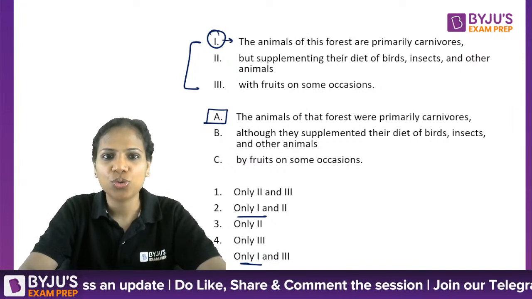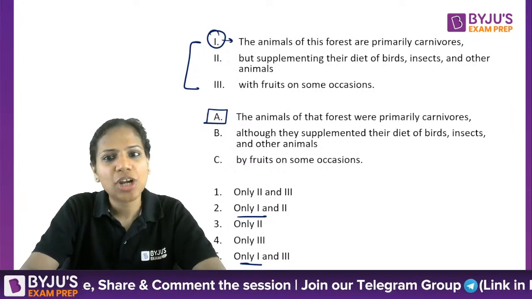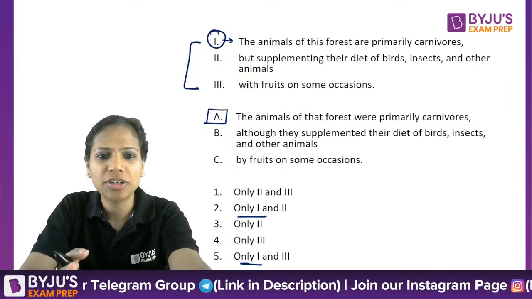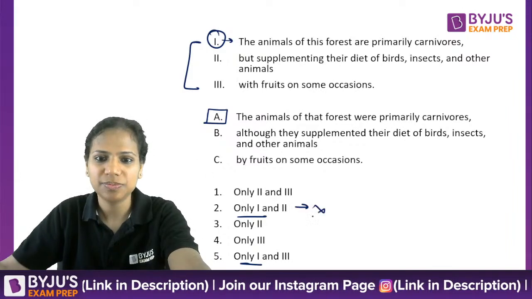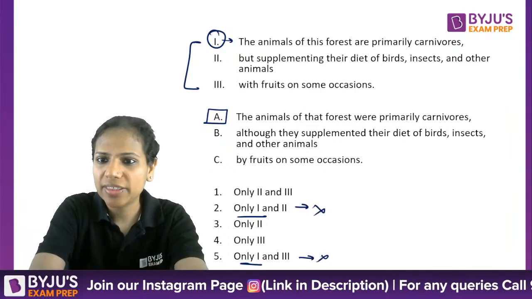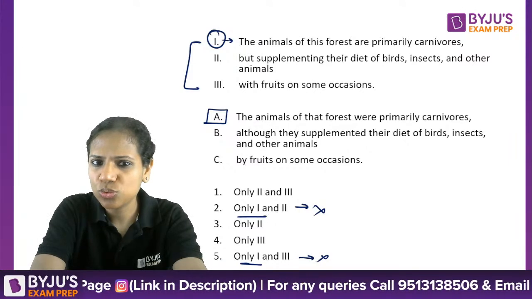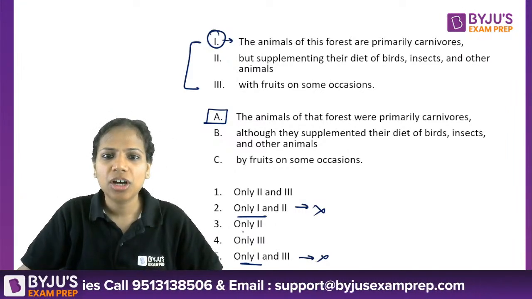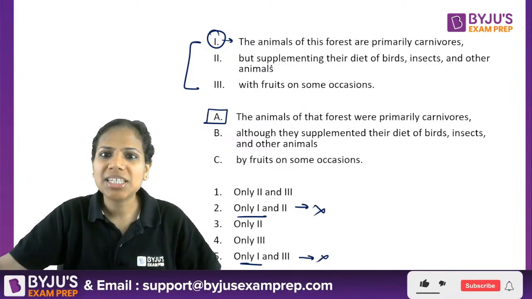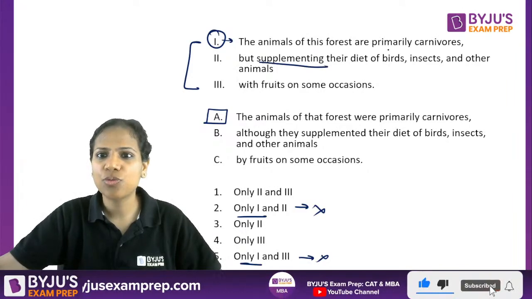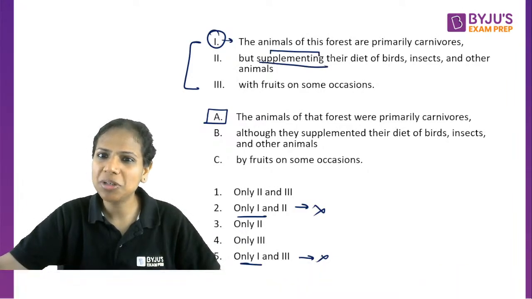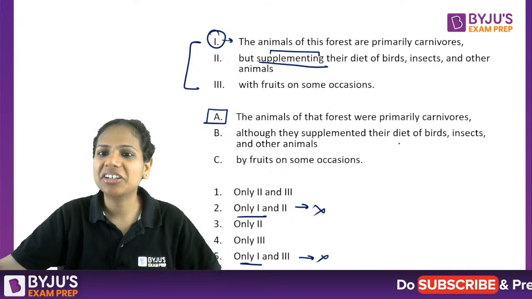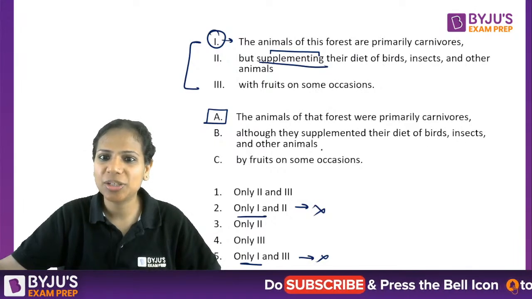All right. So, the animals of this forest are primarily carnivores. I don't see any error in 1. So 2 and 5 actually can be eliminated. I think none of you have said 2 and 5 as the options. Good. Now, let's look at 2 then. But supplementing their diets of birds, insects, and other animals. Or, although they supplemented their diets of birds, insects, and other animals.